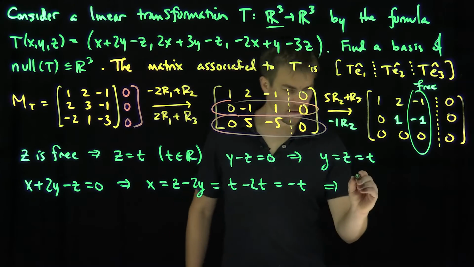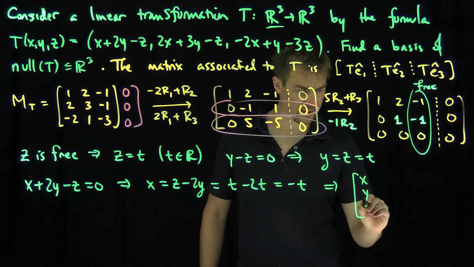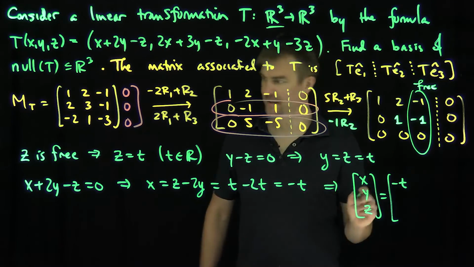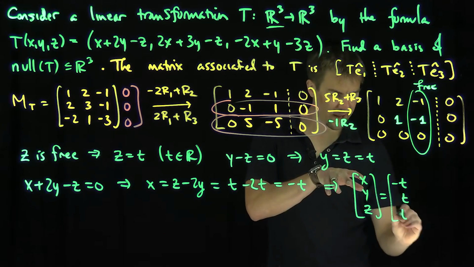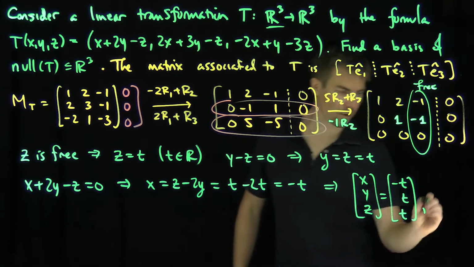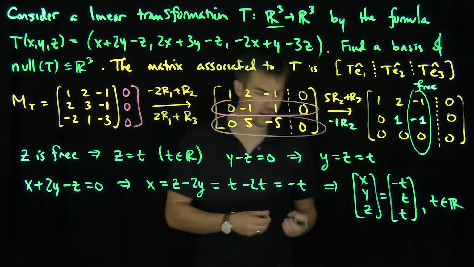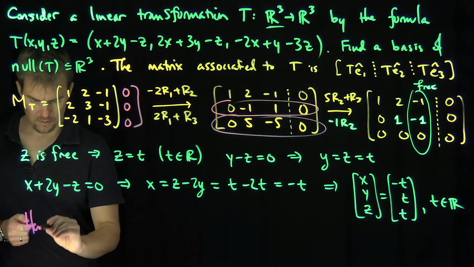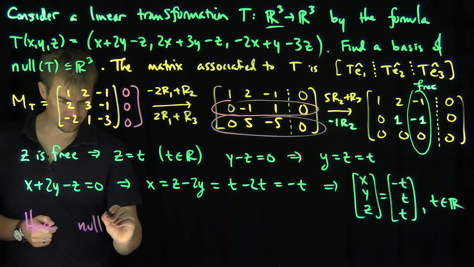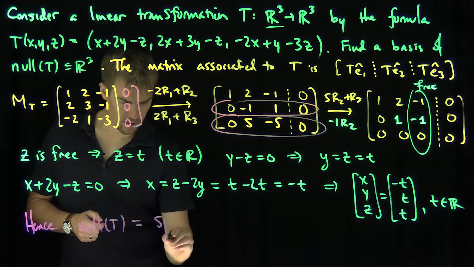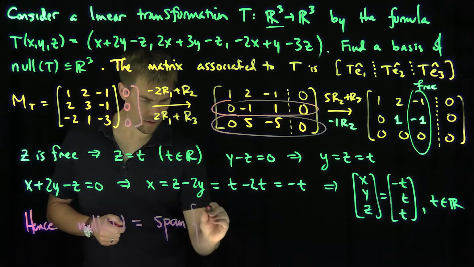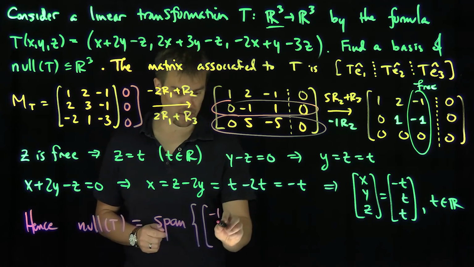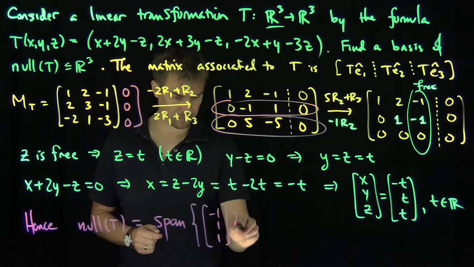So the x, y, z that satisfies this augmented system looks like negative t for x, t for y, and t for z, where t is any real number. And that allows us to conclude the following. Hence the null space of T is the span of the vector, if I factor out t, the span of (-1, 1, 1).